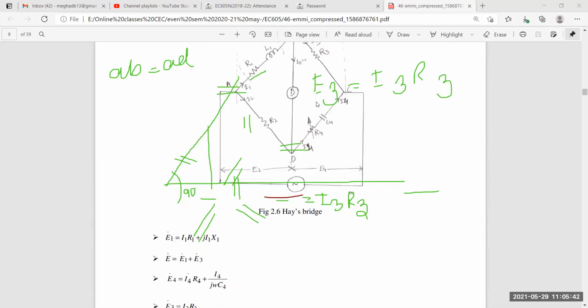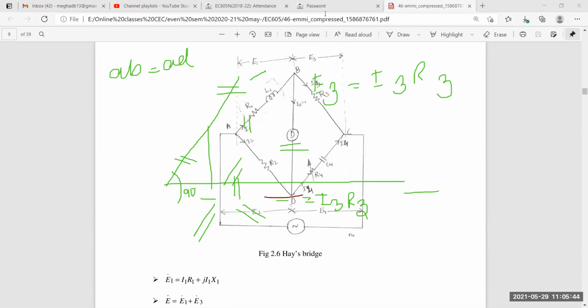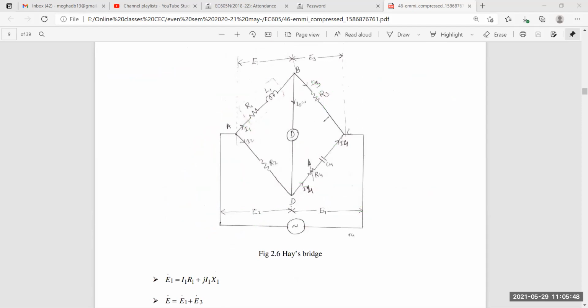See here. If you follow this diagram, wait, let me clear. If you see here, where is the current I2? Current I2, this is I2. This I2 is flowing through the arm CD. This I2 will flow through here also. Okay. And it produces I2 R4, definitely a voltage drop.